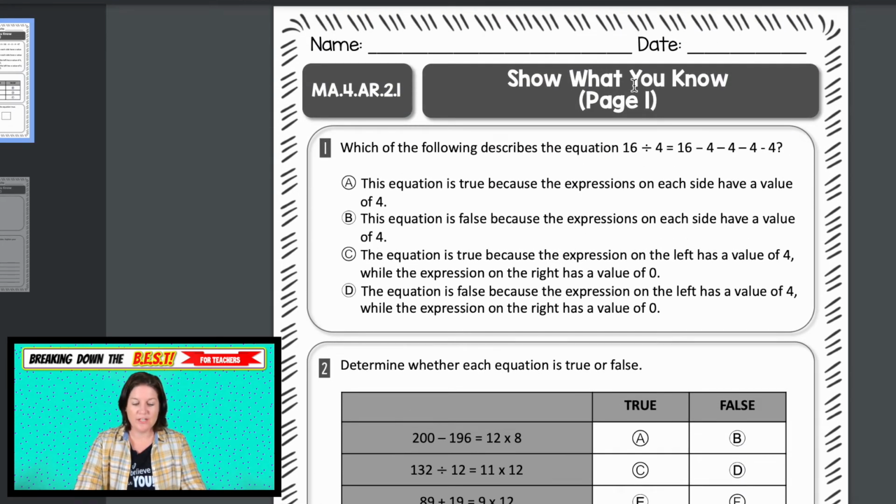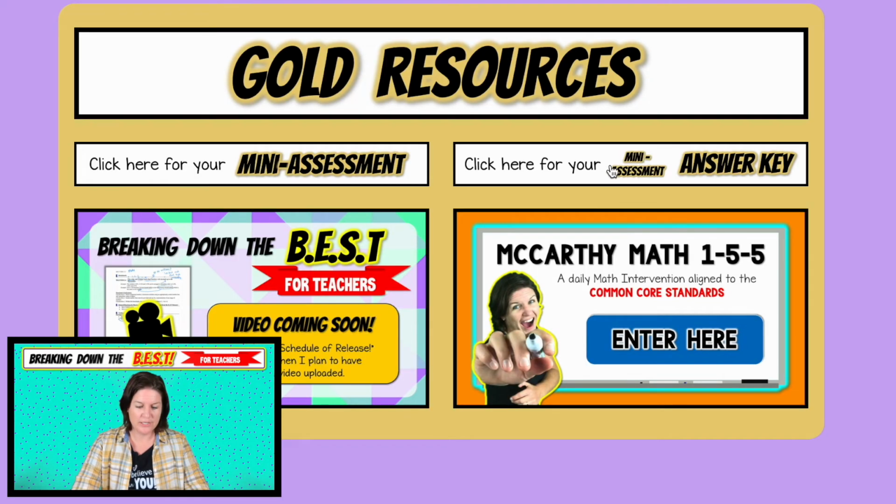By the way, this is called a show what you know. That's how it's labeled. So if you have mini assessments that you use with your county and you can't use this as a mini assessment, you can use it as extra practice. You can use it as a practice test, however you want to use it. Your answer key is right there. Breaking down the best video, that is what you are watching. And if you are a gold member, you get the perk of it being right there with everything else and ad-free. These videos are also available on YouTube too.